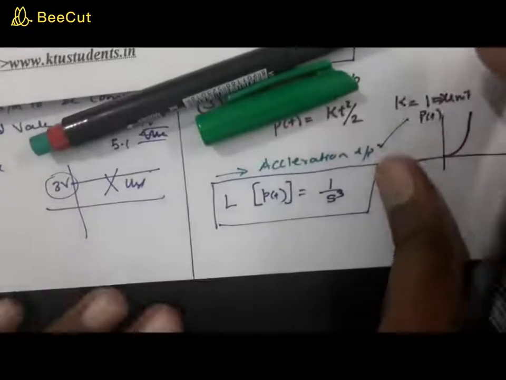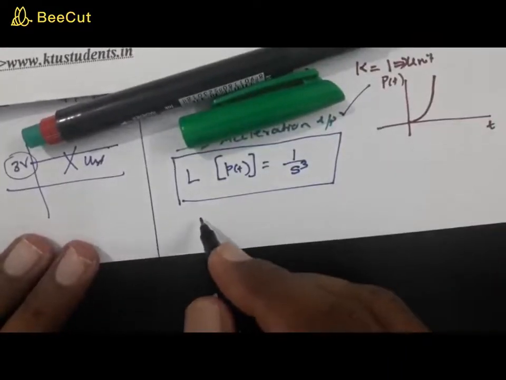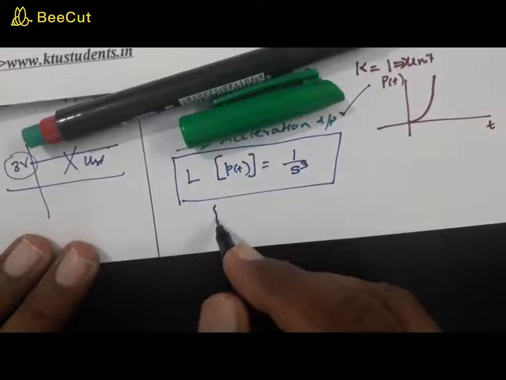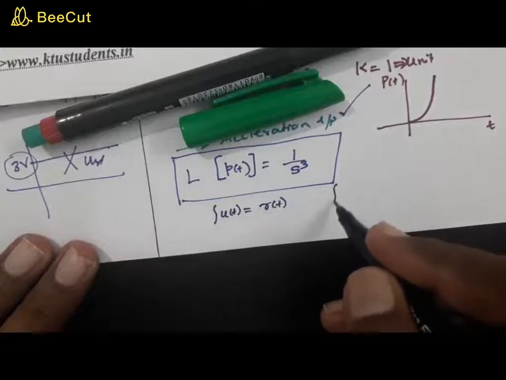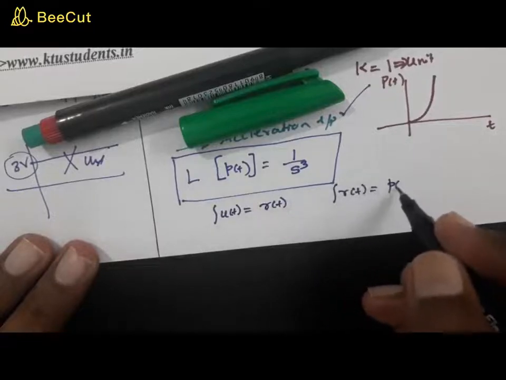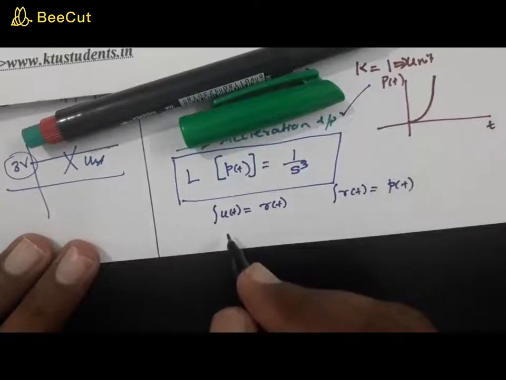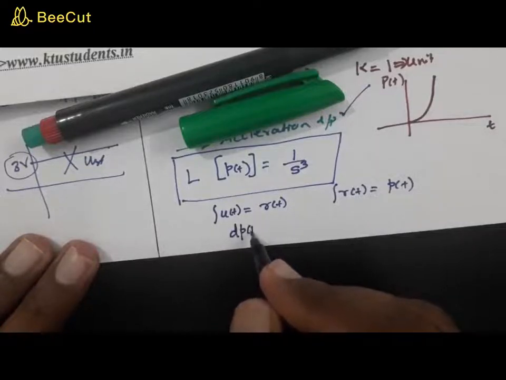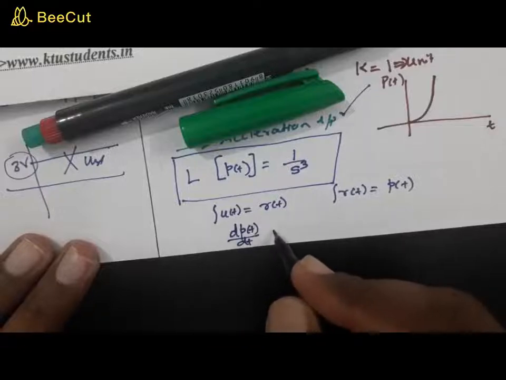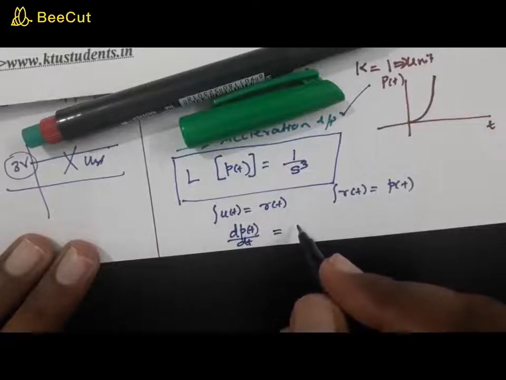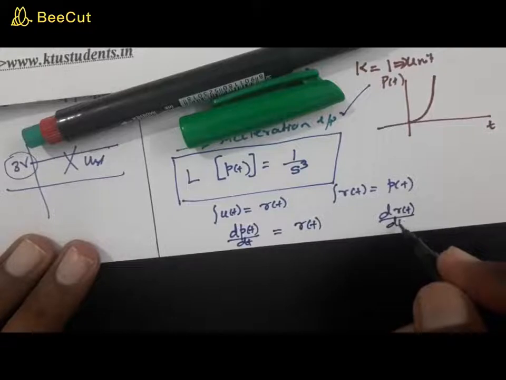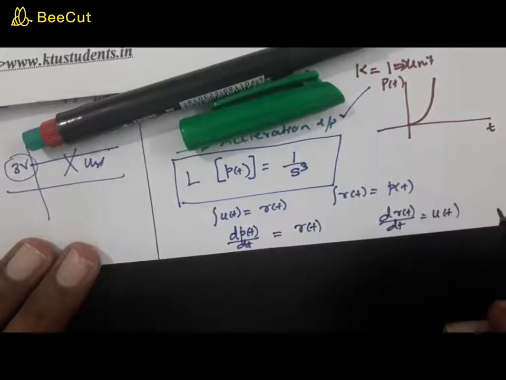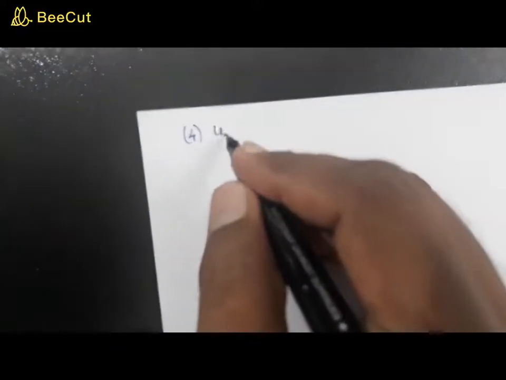From this you can have a relationship like this: integrating u of t gives you r of t, and integrating r of t gives you p of t. Or in the reverse way, when you take the derivative dp by dt, you get r of t, and the derivative of r of t gives you u of t. Hope you understand.